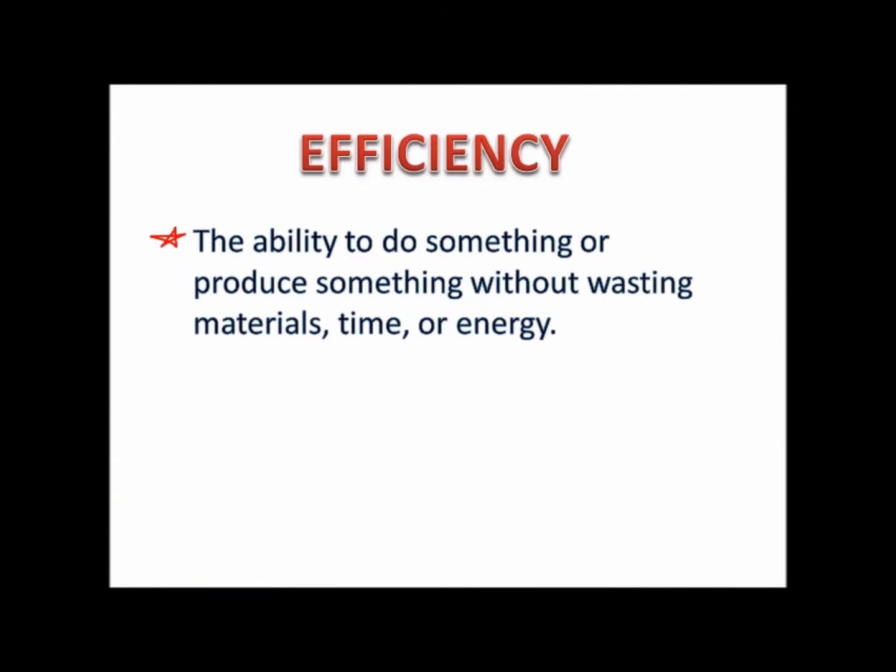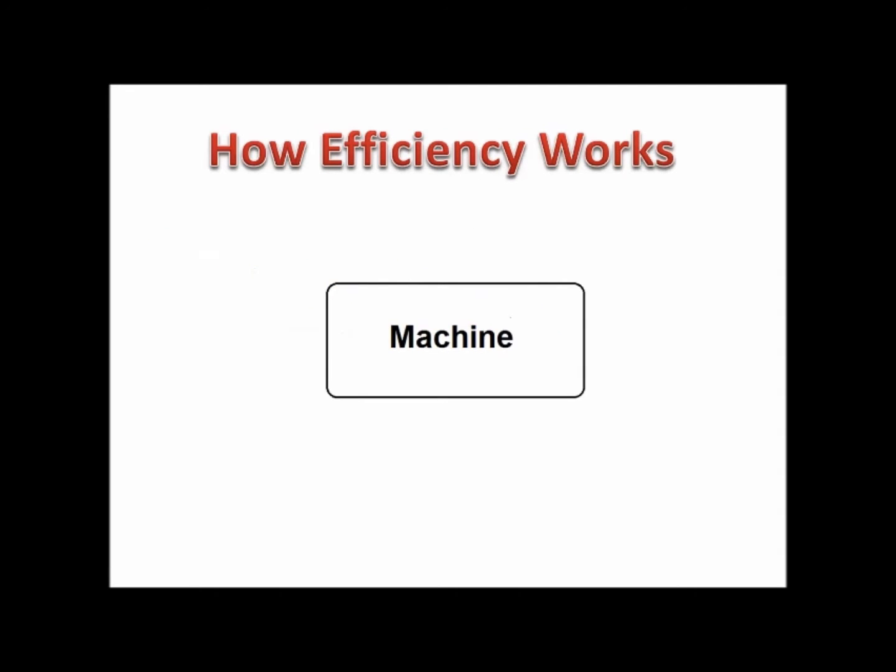Efficiency is the ability to do something or produce something without wasting materials, time, or energy. How does that work? Well, watch this. Here is just a hypothetical machine. It is a made-up machine. The purpose of any machine is simply to make work easier to do. You put work into a machine.